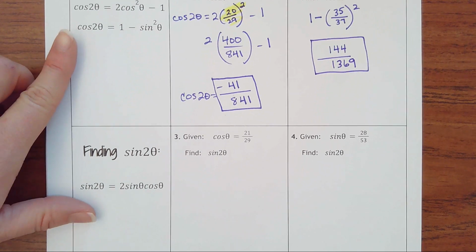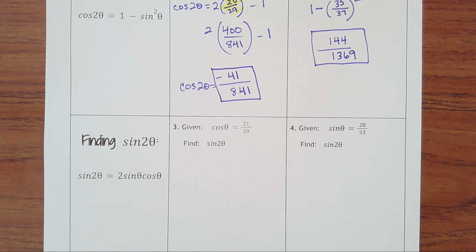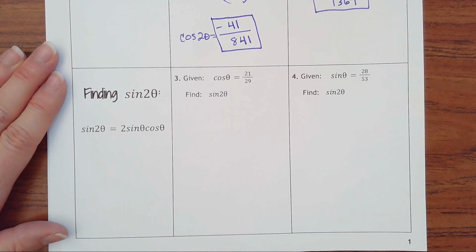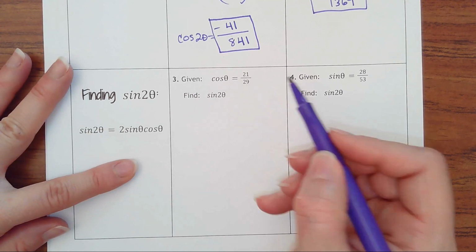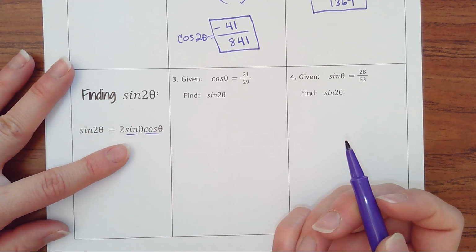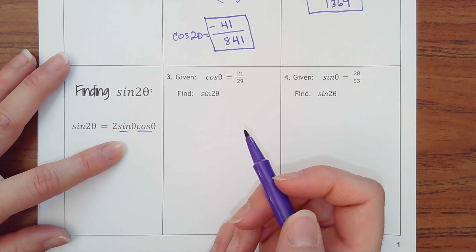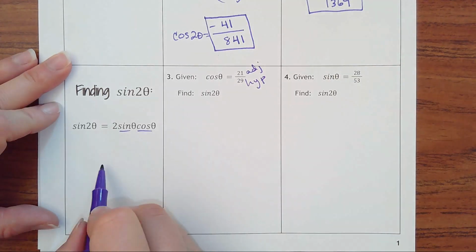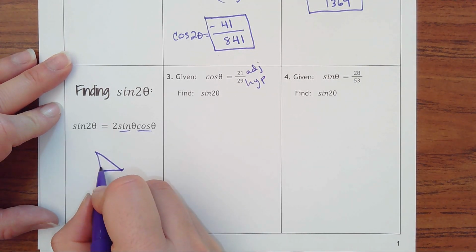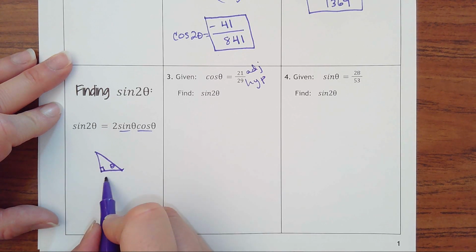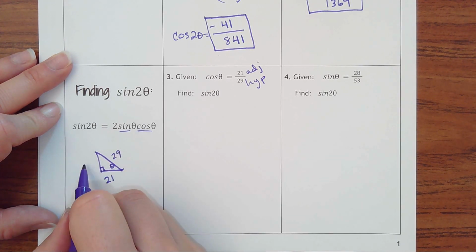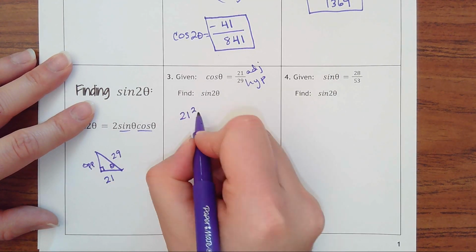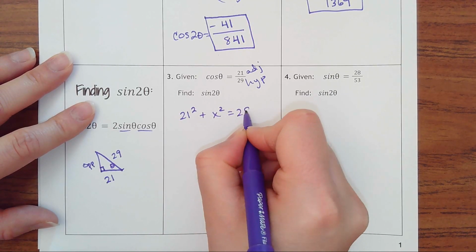Then the second part of this is now using the sine of 2 theta formula. Number 3, we're given cosine and not sine. Our formula actually needs a sine and cosine ratio. So I am going to have to use Pythagorean theorem, because cosine is the adjacent over the hypotenuse. Remember, having a triangle, it doesn't matter which angle. Let's say this is my theta angle. The adjacent is 21, the hypotenuse is 29. I'm trying to find this opposite side. So it would be 21 squared plus x squared equals 29 squared.